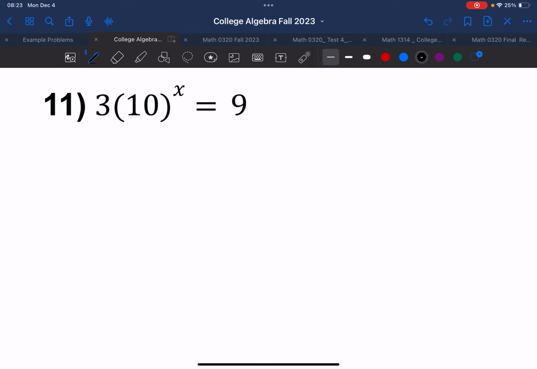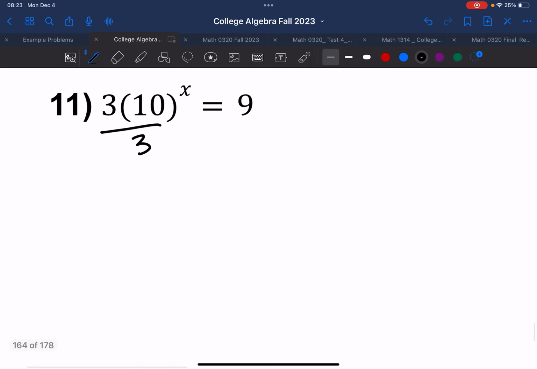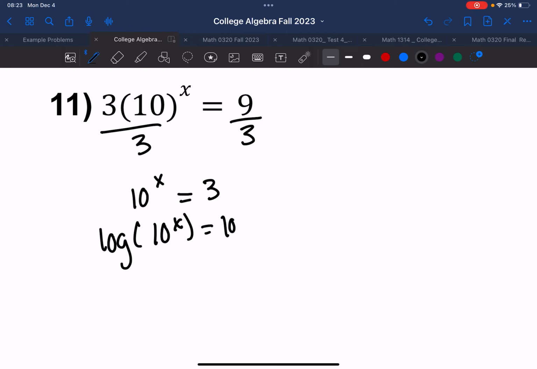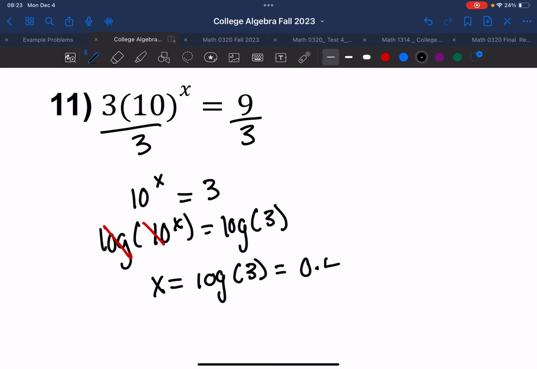Okay, so now we have 3 times 10 to the x power is equal to 9. We need to have that 10 to the x power by itself, so I'm going to divide both sides by 3. So I have 10 to the x is equal to 9 divided by 3, which is 3. I need to get rid of that 10 to the x, so I'm going to take the log of both sides. And so the log and the 10 cancel, and I'm left with x is equal to log of 3, or if I type that into my calculator, that is 0.48.